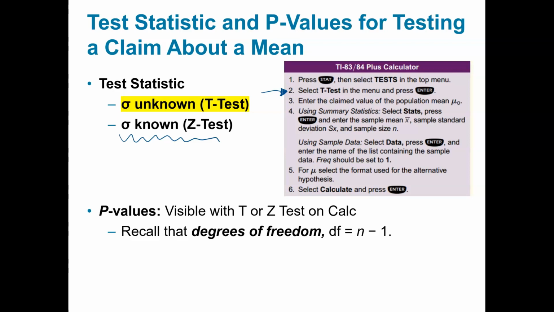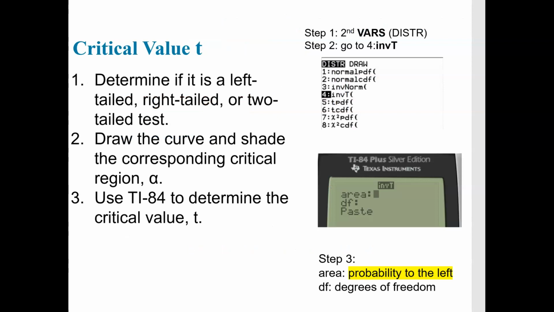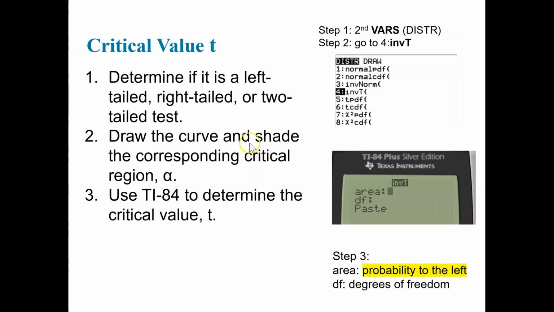Now, just a reminder, when we're talking about t-distribution, we're talking about the degrees of freedom, which is n-1. Now, if we are going to use the critical value method, then we need to find the critical value t. And this is a reminder of how we found critical values in the past. We would go to second VARS, so we're going to the distributions. We're going to go to invT, and we're going to enter the area, the probability to the left, and we need the degrees of freedom. So this is how we would, if we use the critical value method, go one step further to figure out the critical value of t.